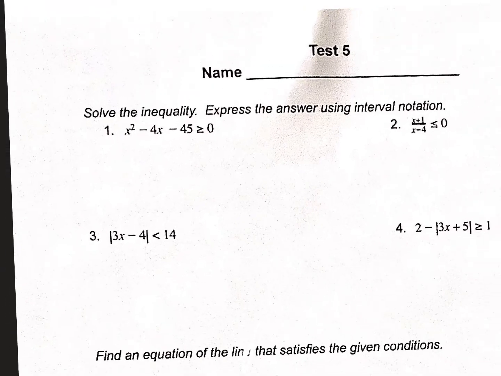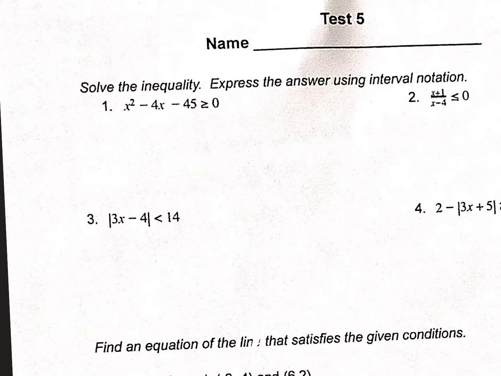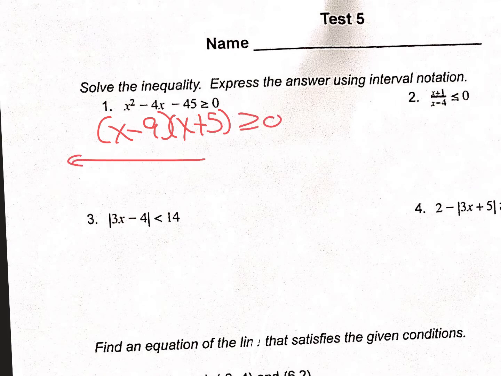Let's do the first few here. It says solve an inequality, express answer in interval notation. So first one, we're going to factor first. We're going to factor with x minus 9 and x plus 5, just like that. Go ahead and put your little sign graph down here. Put a -5 because that makes one parenthesis 0, and 9 also.